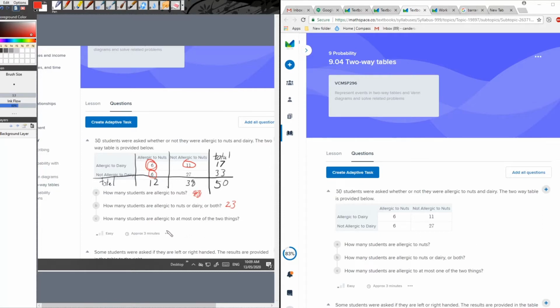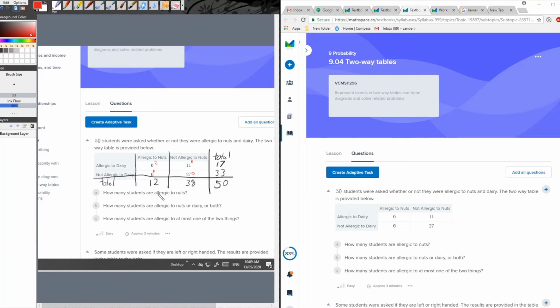How many students are allergic to at most one of the 2 things? Well, let's have a look. We said before that these people were allergic to nuts and dairy, so these are allergic to 2 things. These people over here are not allergic to nuts, but they are allergic to dairy, so they're allergic to 1 thing. These people are not allergic to dairy, but they are allergic to nuts, so these have 1. And this over here has 0, because they're not allergic to nuts and they're not allergic to dairy.